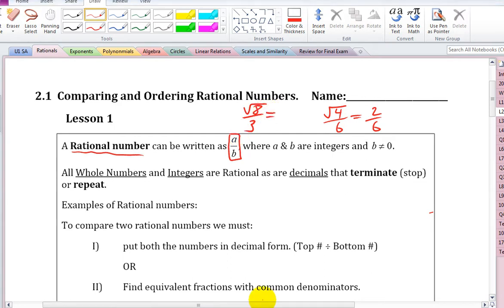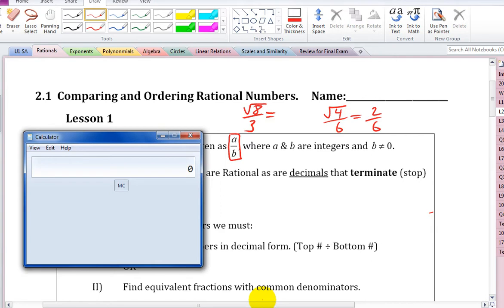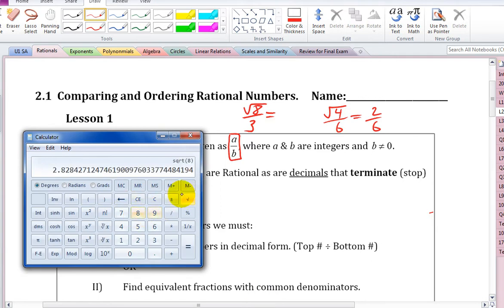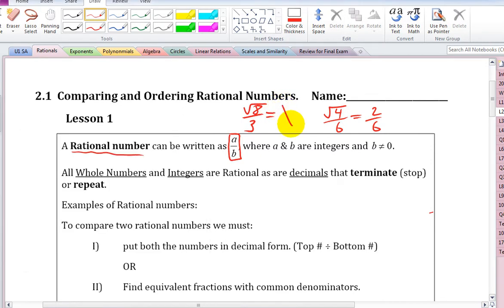Let's find out real quick. Square root 8. 2.82. Is that an integer? No, it's a decimal number. So then this is not rational.